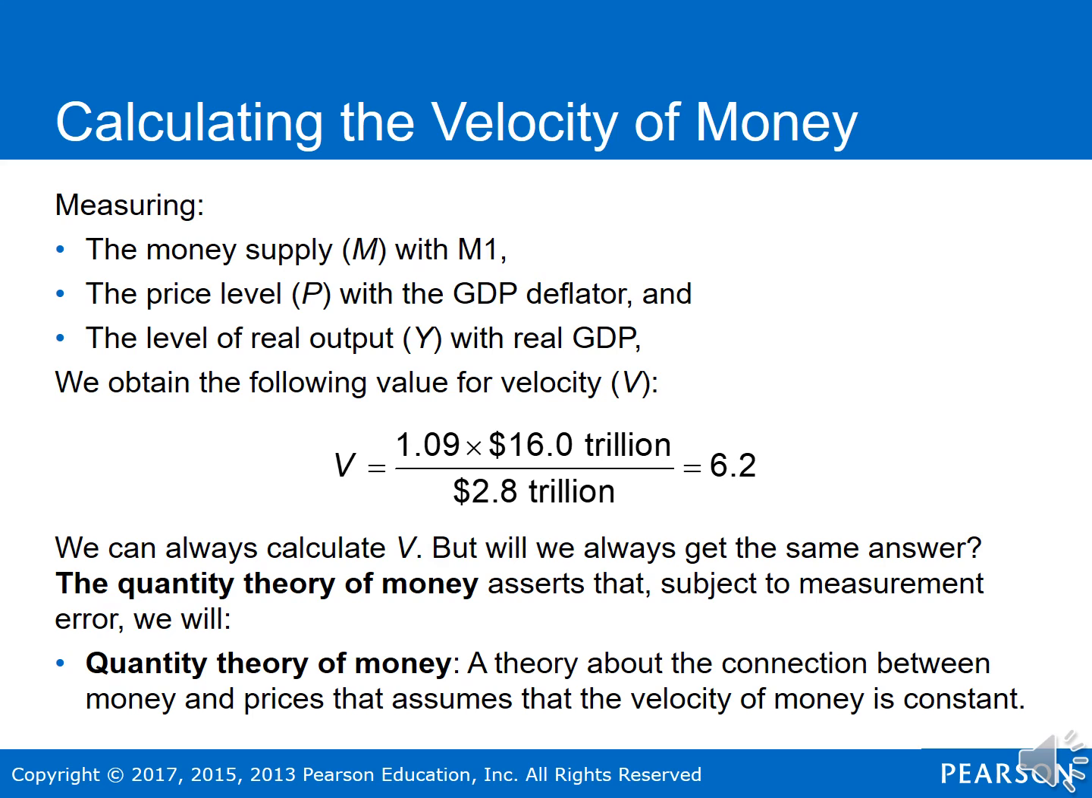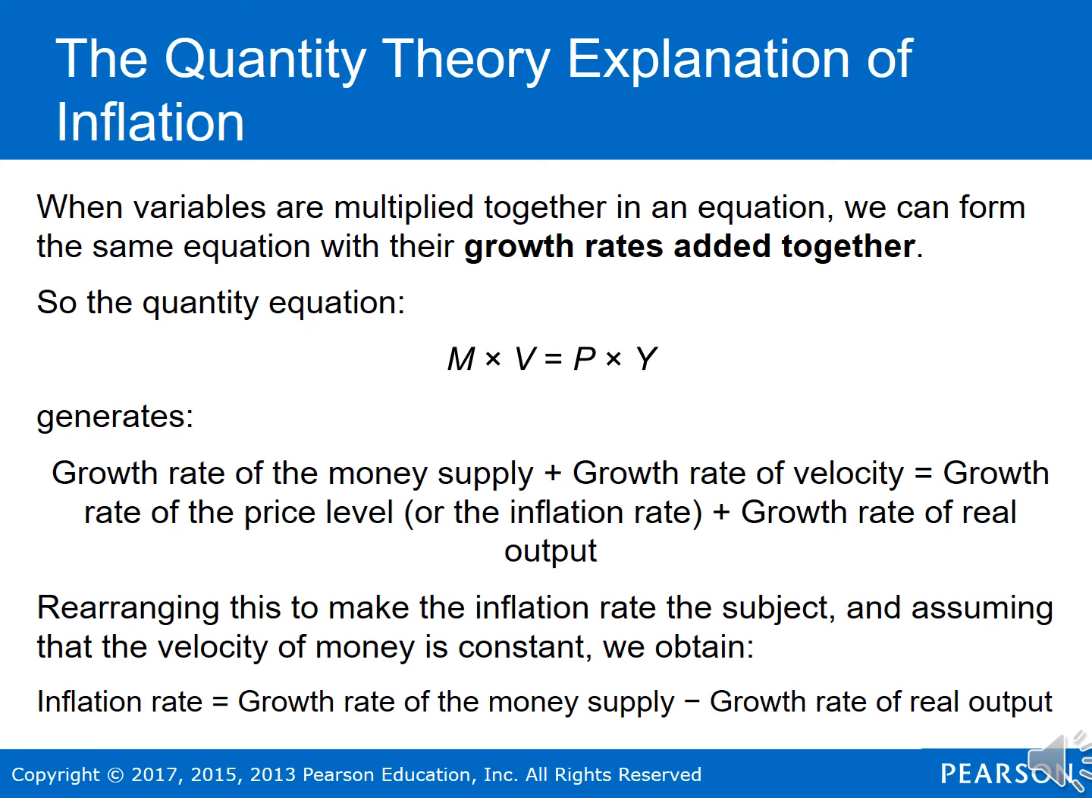And because velocity is defined to be equal to P times Y divided by M, we know that the quantity equation must always hold true. The left side of the equation must be equal to the right side. So we can use this quantity theory of money to show the relationship between changes in the money supply and changes in the price level, or inflation. So we can get at what we're trying to understand with this relationship between inflation and the money supply.